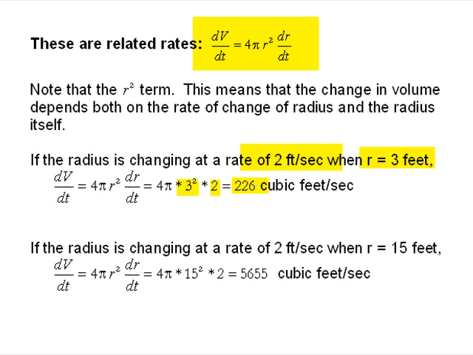What if I do the same thing when the balloon is inflated to 15 feet? Now I have 2 because I'm changing at a rate of 2 feet per second. The radius is 15, so I put the 15 there. I have to square it, and I get this enormous number: 5,655 cubic feet per second of air is going to be coming out of that balloon, if I change it from 15 feet down to 13 feet in 1 second. So I'm changing at a rate of 2 feet per second. See how they're related? The idea is you set up the equation, then you take the time derivative of both sides of the equation.